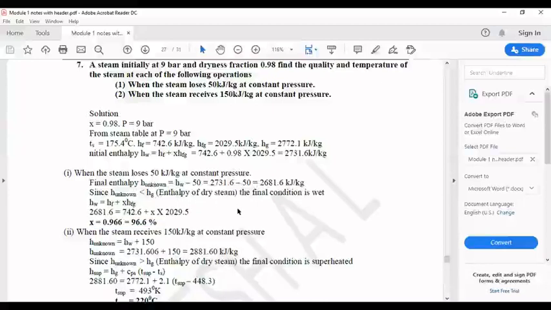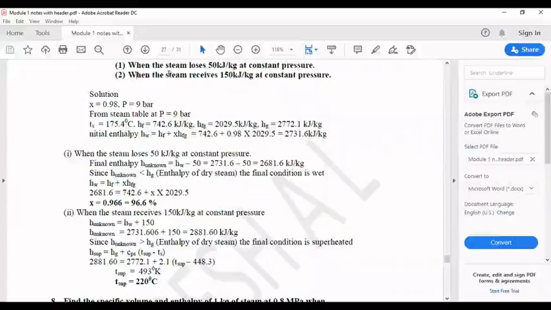So it is not only to find out the condition of steam. Of course, by just comparing this value with this, I got to know it is a wet stream. But that is not the final answer. They asked for quality. So if it is a wet stream, what is the X value? If it is a superheated stream, what is the temperature of superheated? That is a quality.